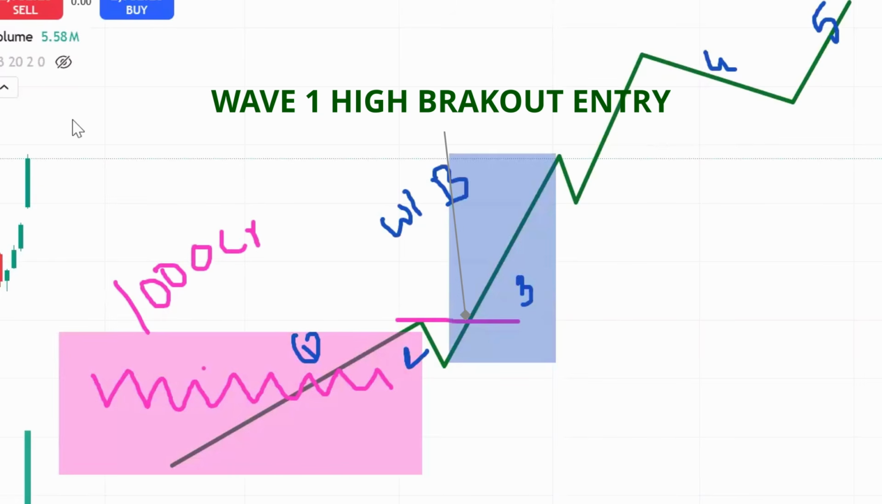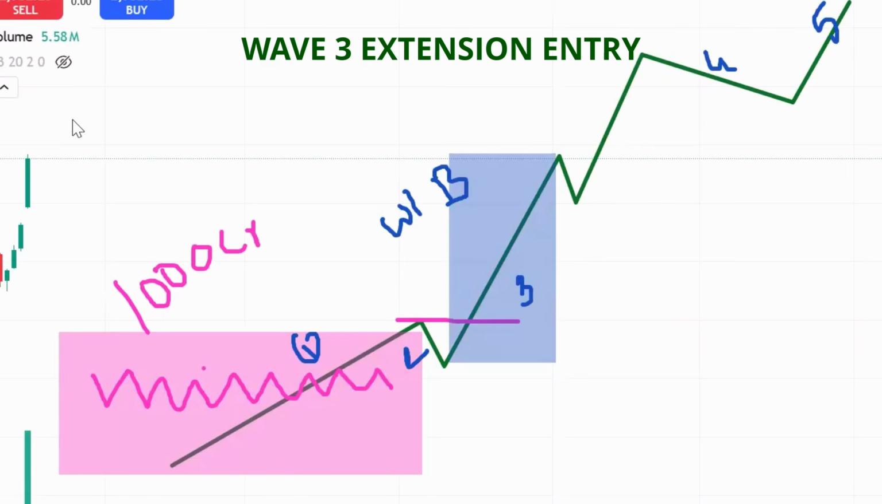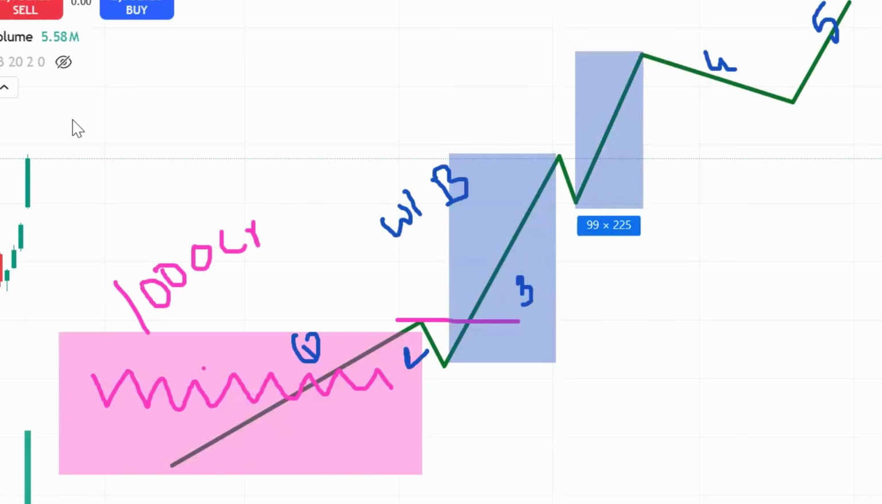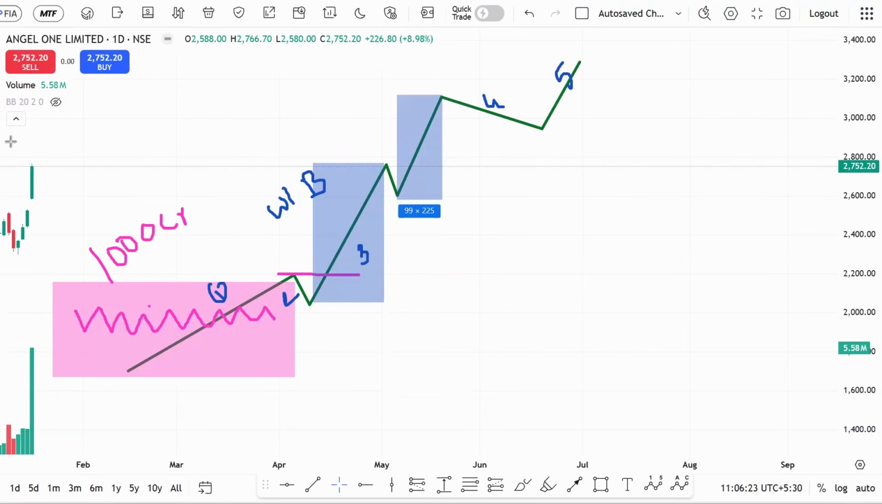And the second is the wave 3 extension, in the sense that wave 3 is not just 1 or 2 or 3 days. It's a powerful move that comes for 15 days, 1 week, 15 days, 20 days. So here we get the wave 3 extension entry. There are two entries we expect, and both are BTST only: buy today, sell tomorrow. If you don't like to exit the next day, you can carry for 2-3 days also.